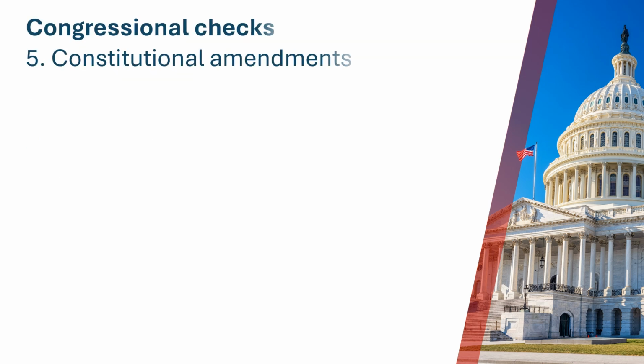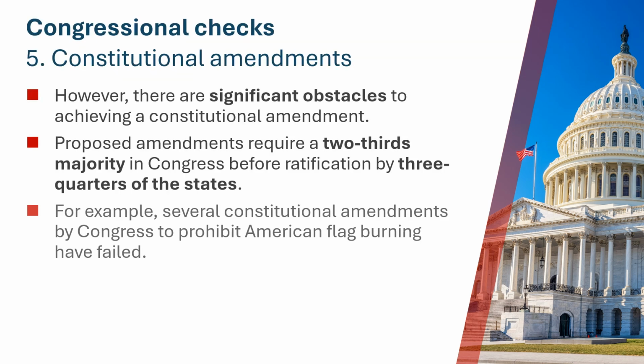However, there are significant constitutional obstacles to achieving a constitutional amendment. Proposed amendments require a 2/3 majority in Congress before ratification by 3/4 of the states. For example, several constitutional amendments by Congress to prohibit American flag burning have failed.